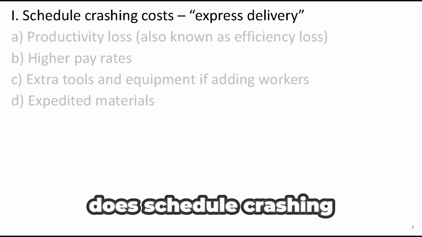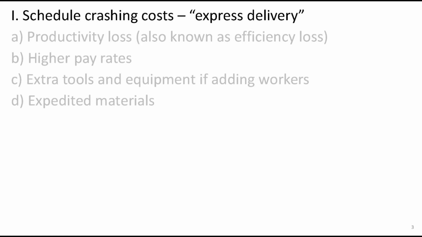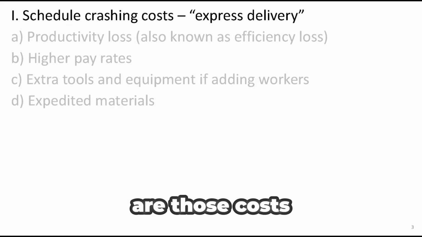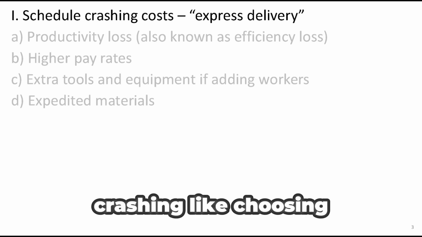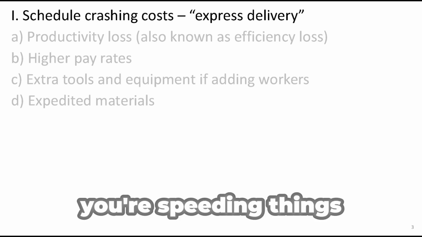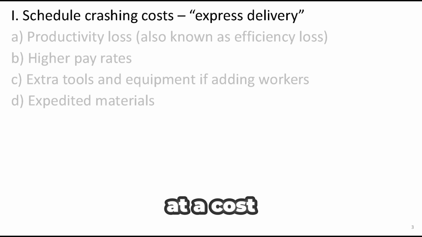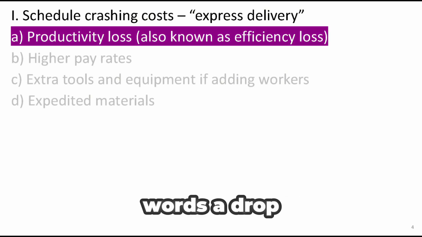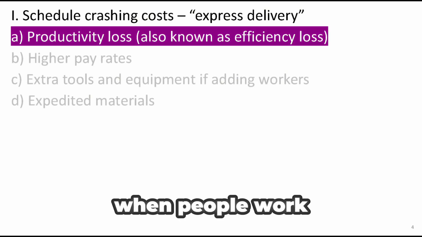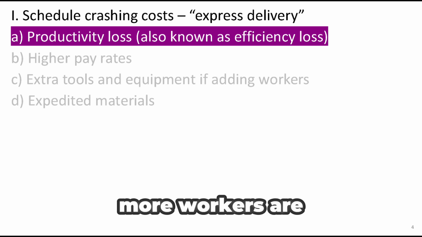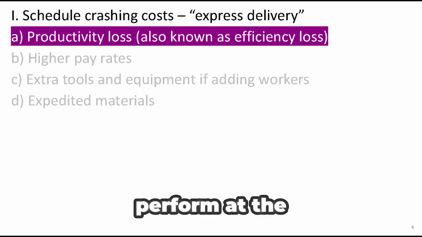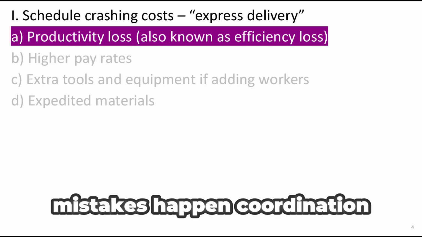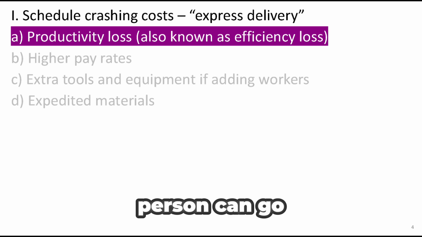First off, why does schedule crashing cost money? And what exactly are those costs? Well, you can think of schedule crashing like choosing express delivery. You're speeding things up, but it comes at a cost. One of the main costs is productivity loss, or in other words, a drop in efficiency. When people work overtime, or when more workers are added to a task, they often don't perform at the same level. Mistakes happen, coordination gets harder, and output per person can go down.